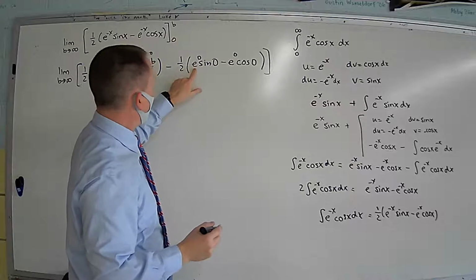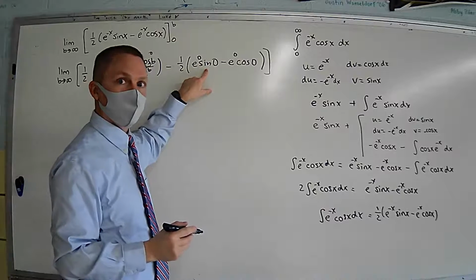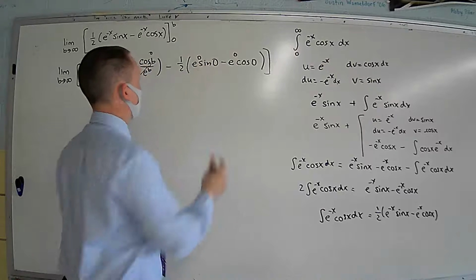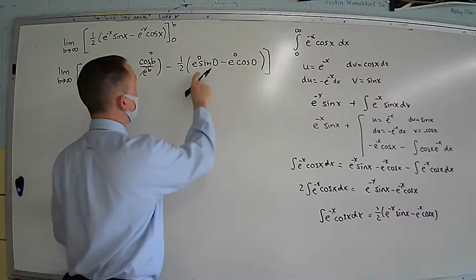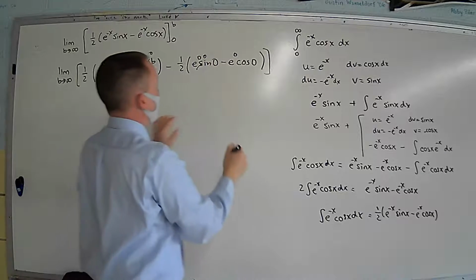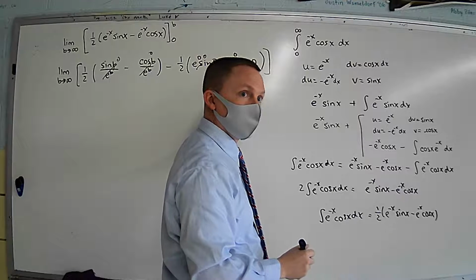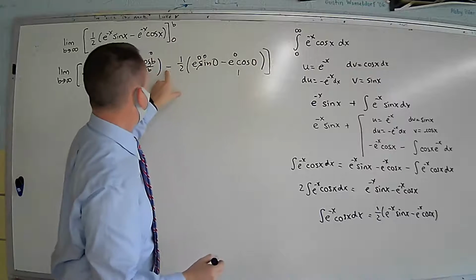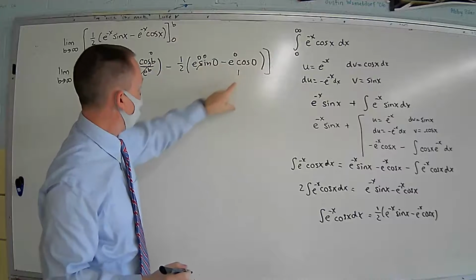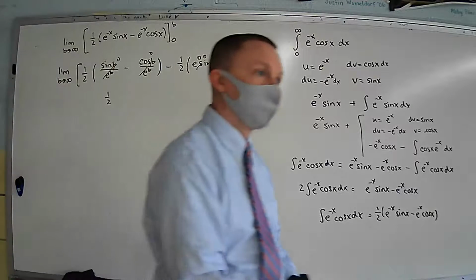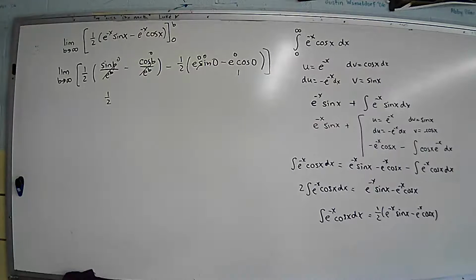Okay? E to the 0 times sine of 0. What's the sine of 0? 0. Times e to the 0, which is 1. So 0 times 1, that's 0. E to the 0 times cosine of 0. That's 1. So this is -1/2 times -1, or 1/2. So what does this do? Convert it. Right?